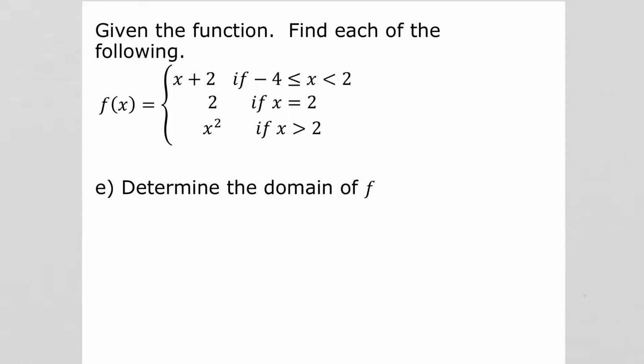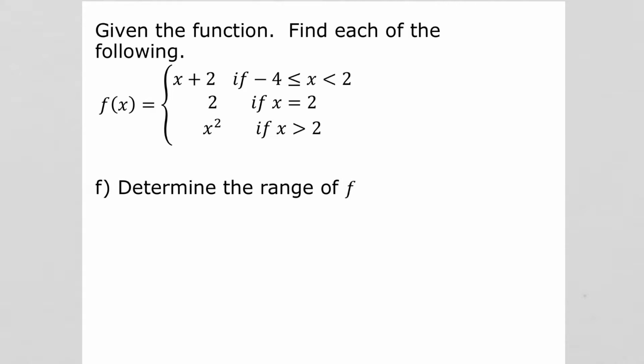Determine the domain of f. Now, that's kind of hard to do without a graph, but if we look at this, we can see we're starting at -4, including -4, right? And we're going to 2, and we're including 2, and then we're going greater than 2. And we keep going greater than 2. It's not stopping anywhere. So it's -4 to infinity. It's including everything between -4 and above.